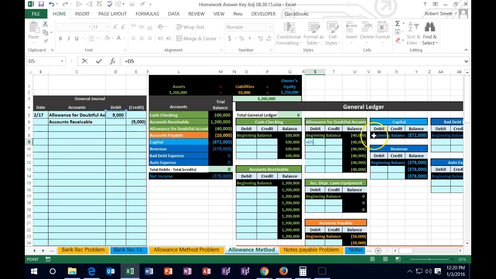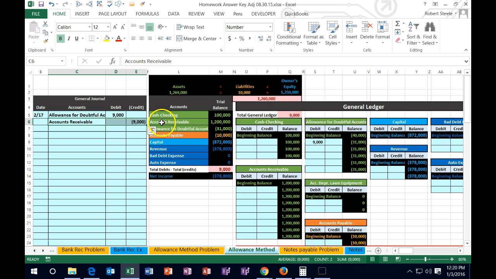So what's going to happen when we hit enter? Well, this is a credit. This is a debit. Those are opposites. The 40,000 is going to go down by 9,000 to 31,000. That, of course, puts us out of balance here. We see the 31,000 here, and we're out of balance here and here until we post the other side to accounts receivable.